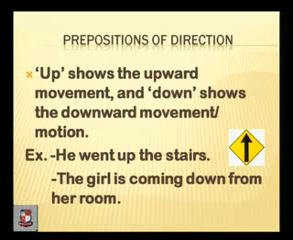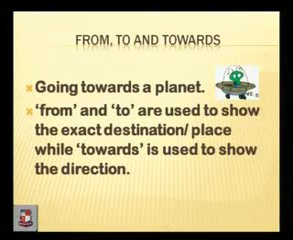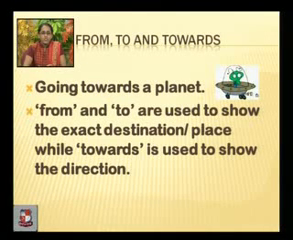That means he went up towards the next floor. The girl is coming down from her room. Maybe she is living on the first floor and she is coming down to the ground floor. From, to and towards. Going towards a planet. So we can see that there is an alien and it is going towards a planet. Towards means to go in that particular direction.